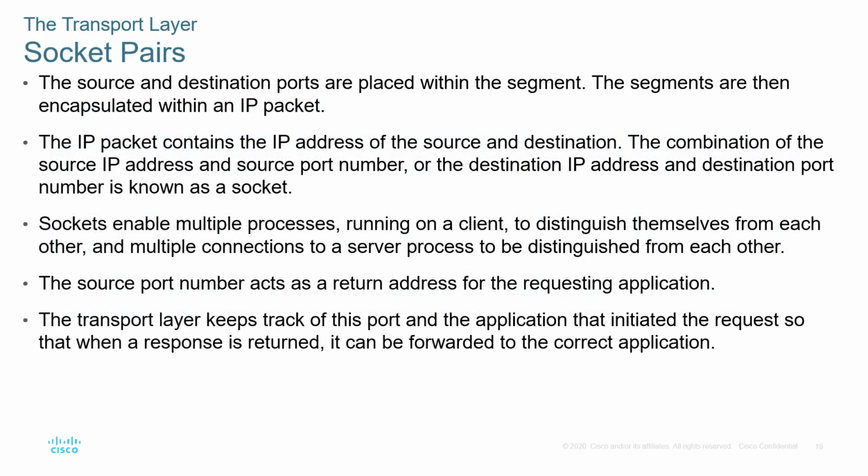So another core concept here is the socket pair. Basically, the source and destination ports are placed within the segment. The segments are then encapsulated within the packets. The IP and port number combined make the socket pair. That way you can actually see the source IP address and port, and the destination IP and port. That way it is going to be guaranteed from source to destination, and hopefully a return process.